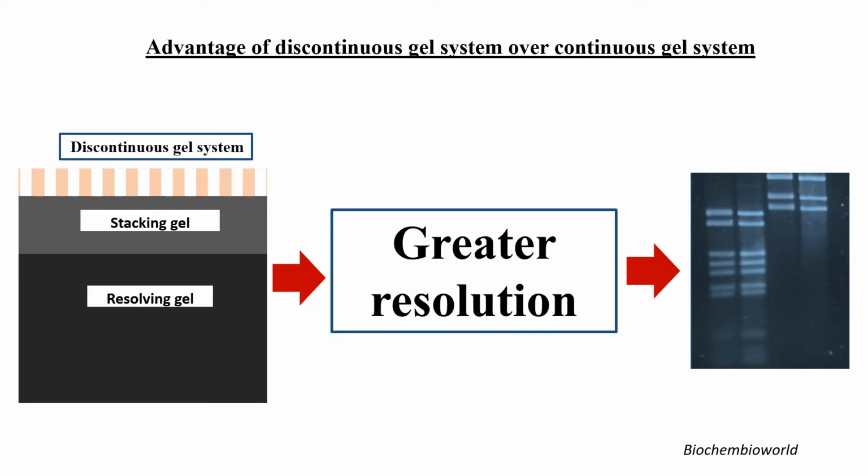Now the next question is, why discontinuous, why not continuous? Basically, in a continuous gel system the resolution is very poor. The diffusion of the bands occurs in the continuous gel system, and hence with this discontinuous gel system with two types of gel, that is stacking and resolving, there is a greater resolution of the bands.